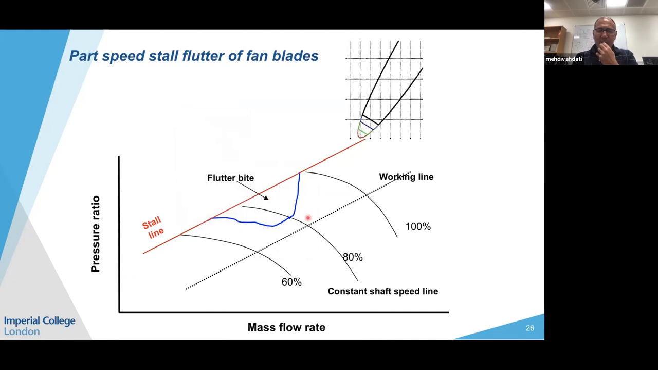So again, these are the constant speed characteristics. So there's a fan performance at different speeds, and you get this working line, and then you put the stall line here, and when you get flutter, you can see that you lose a chunk of your stability margin, and it looks as if you've taken a bite out of the stability margin, hence the term flutter bite. And you can see in such a scenario, the flutter boundary becomes very close to the working line.